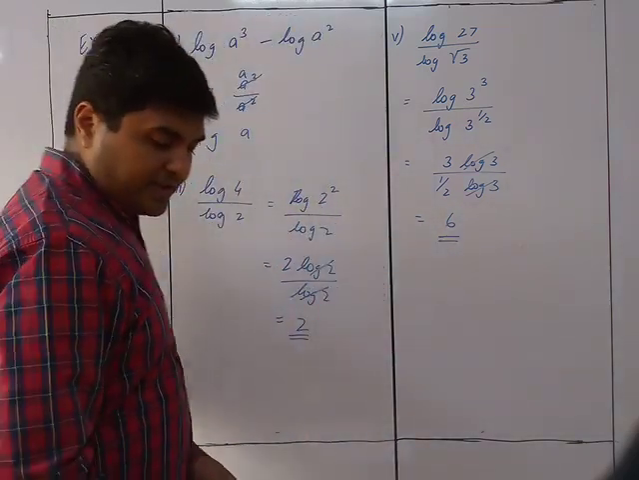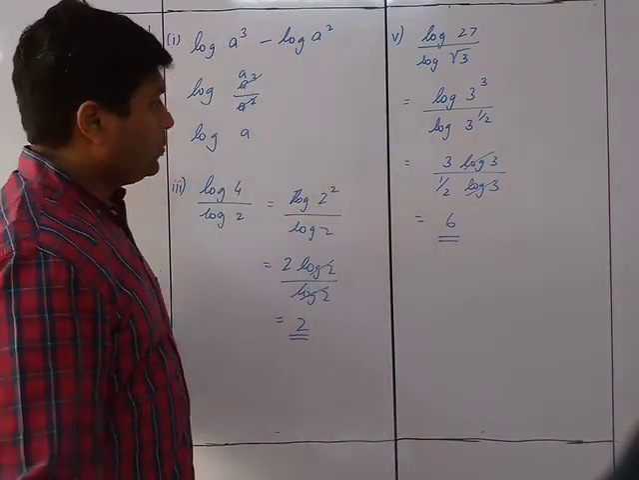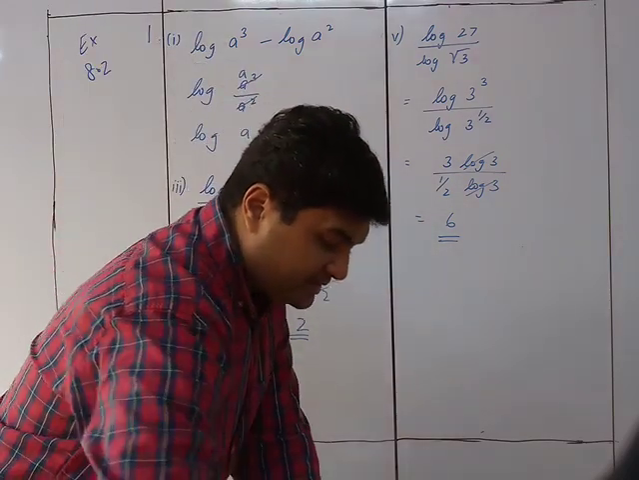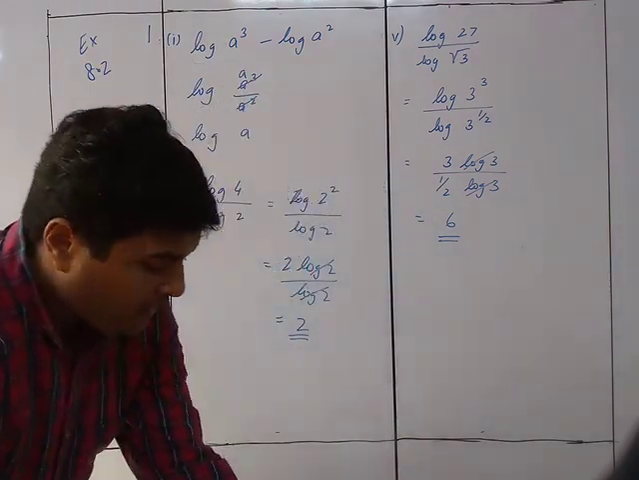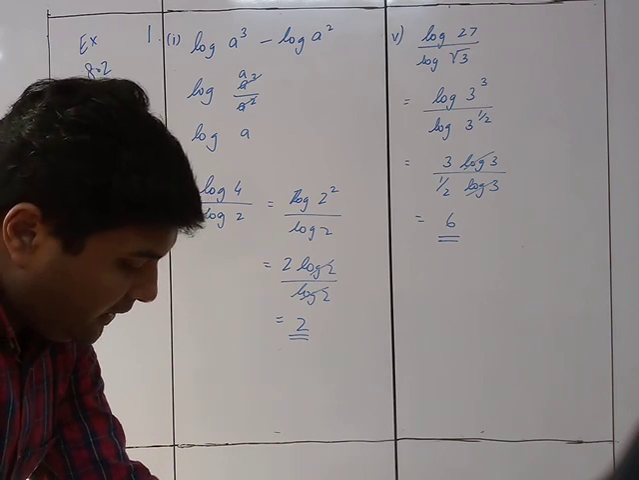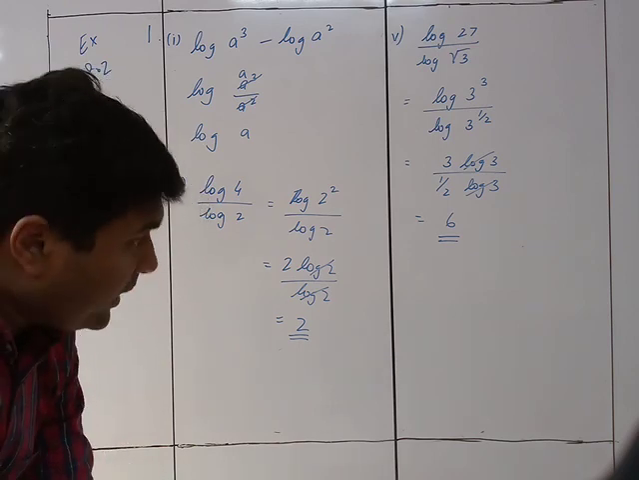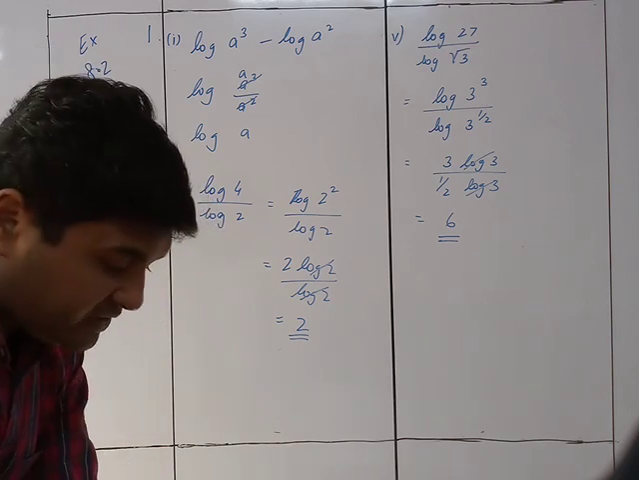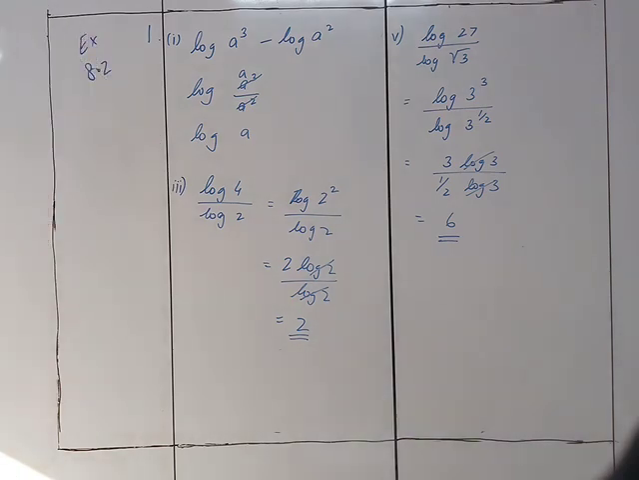You can cross check the answers for 1, 3, 5 in exercise 8.2. It is log of a, 2 and 1 upon 6. Okay, that's the answer.